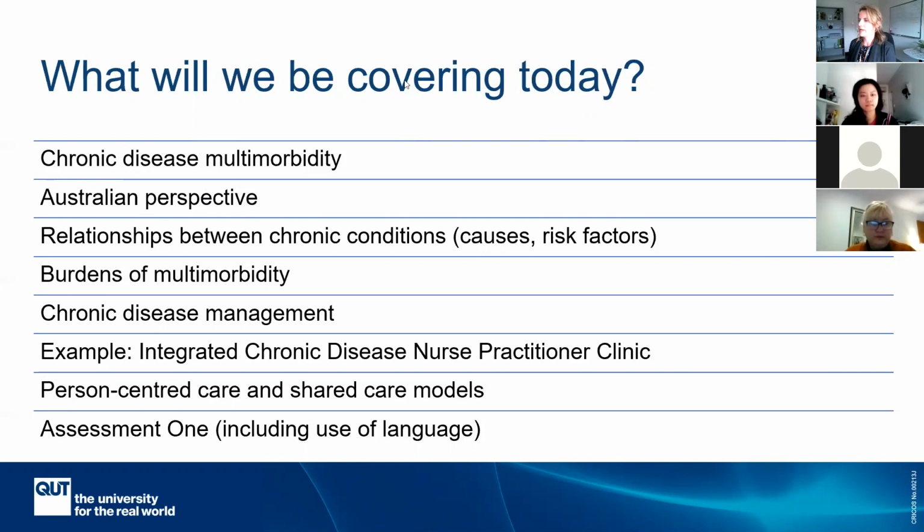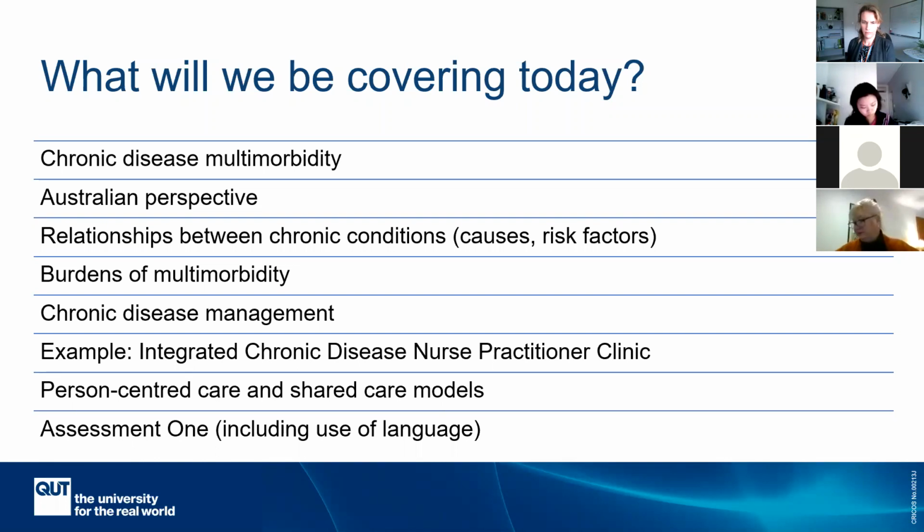And we are going to generally discuss issues in chronic disease management, and then we're going to end with an example of an integrated chronic disease nurse practitioner clinic, just as something to get us all excited about this topic. And then we will talk a little bit about person-centred care, and then if we get time at the end, we'll talk about assessment 1. I'd like to do that if we can.